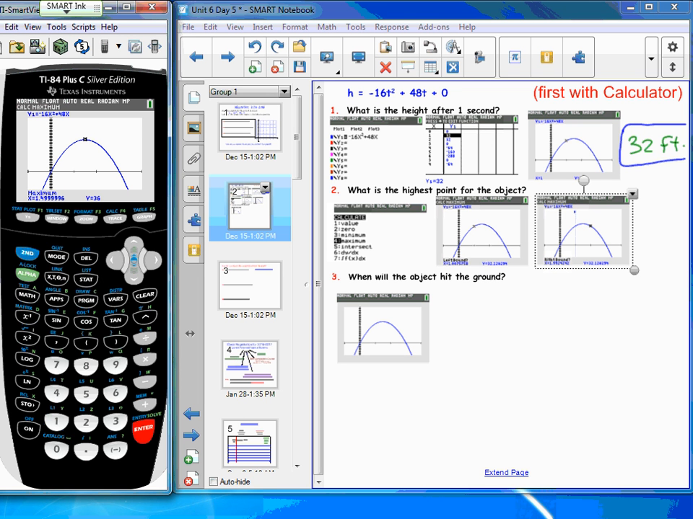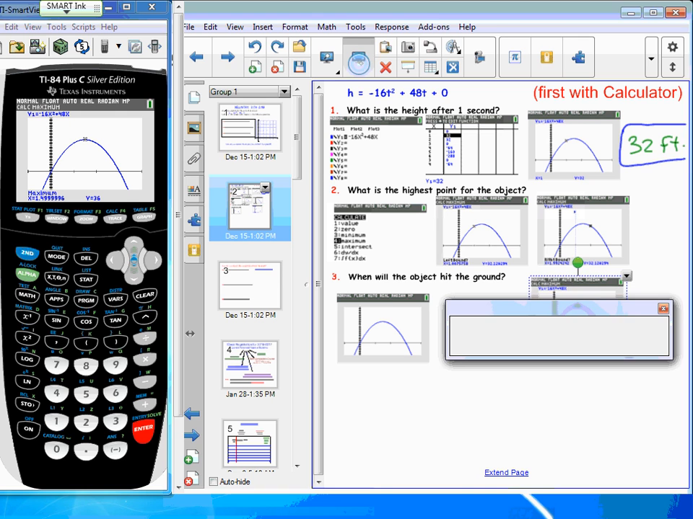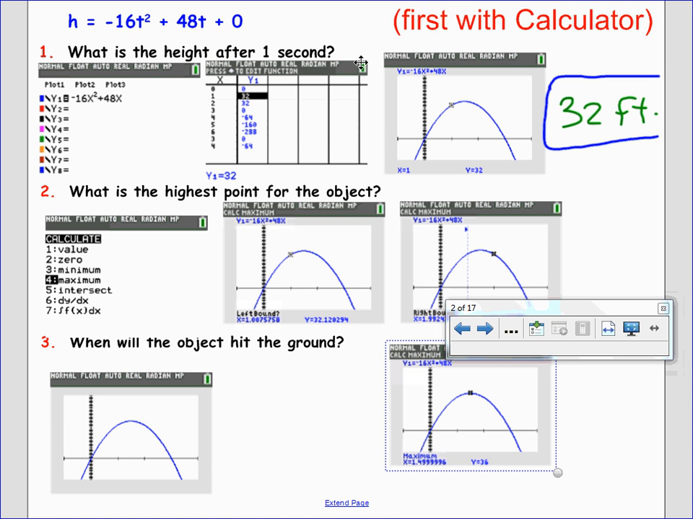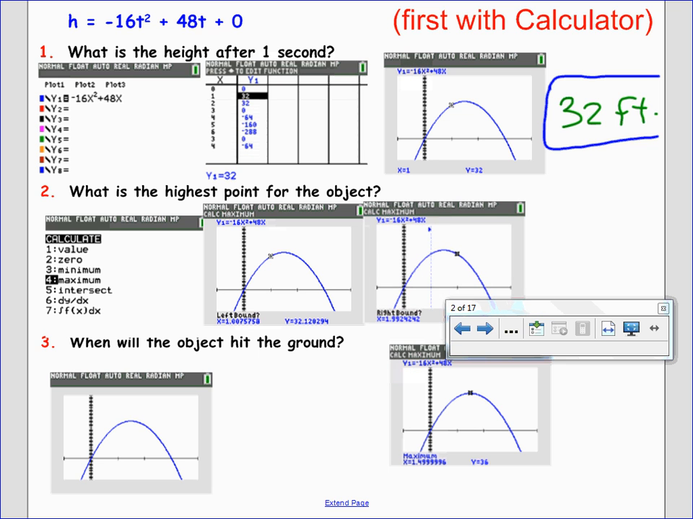What do you think that's trying to tell me? Do you think it's really 1.499999996 exactly? No, the calculator's probably trying to tell me, remember, it's just making an approximation. It's probably trying to tell me 1.5. And so it appears as though a maximum occurs at x equals 1.5 seconds, and the height is 36. So what's the highest point? Looks like the highest point is 36 feet above ground.